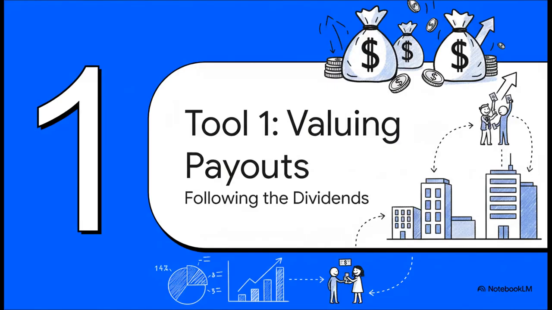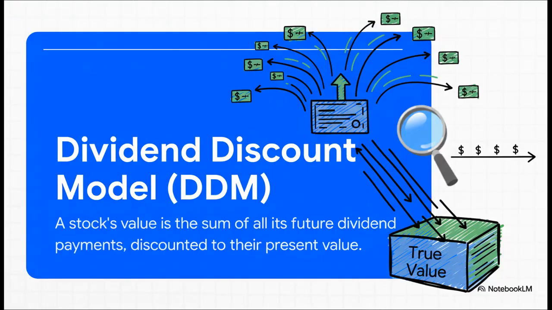All right, our first tool is the most direct one. It focuses on the actual cash a company sends back to its owners, the shareholders. Yep, we're talking about dividends. The idea behind the dividend discount model, or DDM, is actually pretty simple when you think about it. If you own a stock, what you really own is a claim on its future profits, and the most tangible piece of that profit is the dividend. So this model says a stock's true value is just the sum of all the dividends it will ever pay you, all added up and adjusted for the simple fact that a dollar you get tomorrow is worth less than a dollar in your hand today.